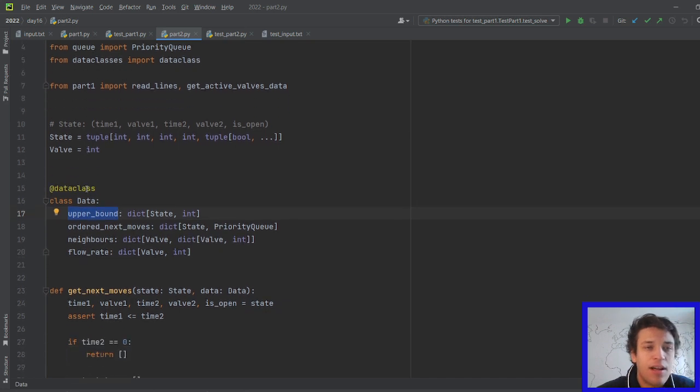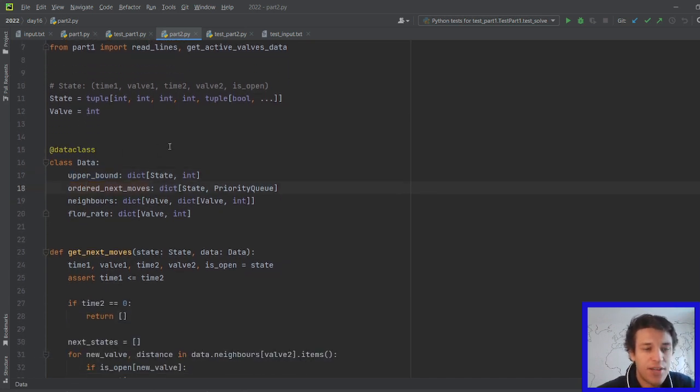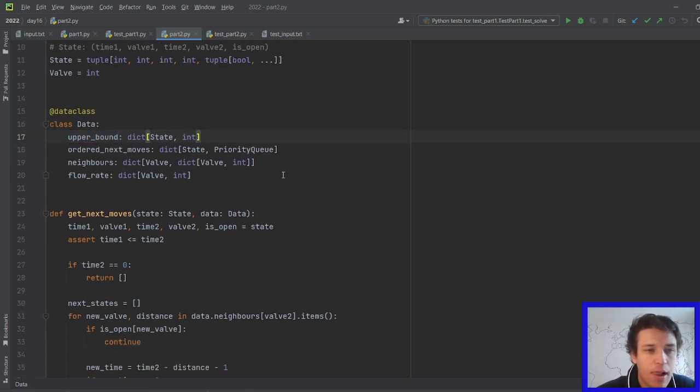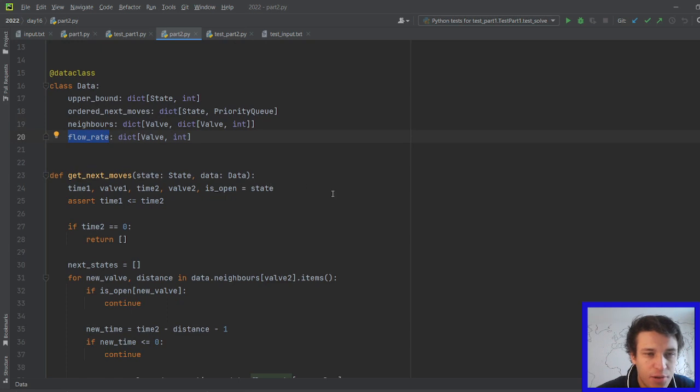And this time we want to have a different strategy of solving it. For each state, we'll not consider exactly how much pressure we can release from that state, but we just calculate an upper bound, and then we'll keep improving these upper bounds. That also makes it useful to have an ordered list of next moves for each state. The first element there would be the next state that has the worst upper bound, which corresponds to the worst upper bound of the current state. And we also need to keep track of, or pass around, the neighbors and the flow rate.